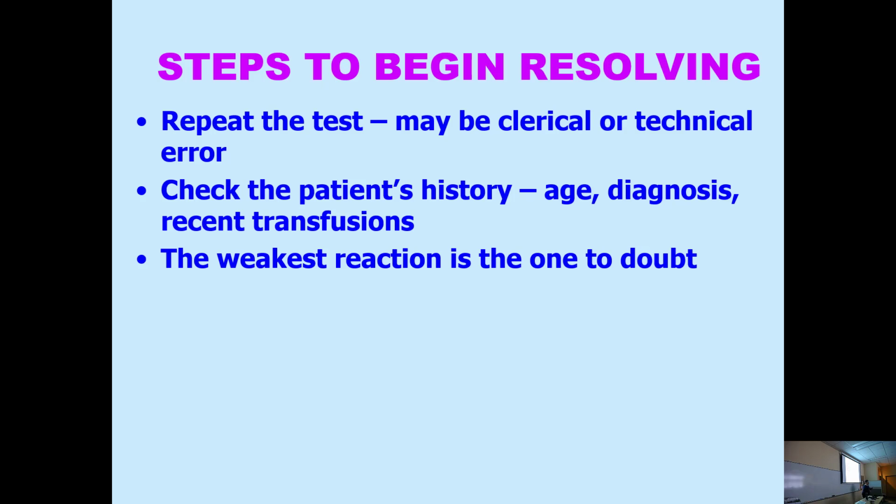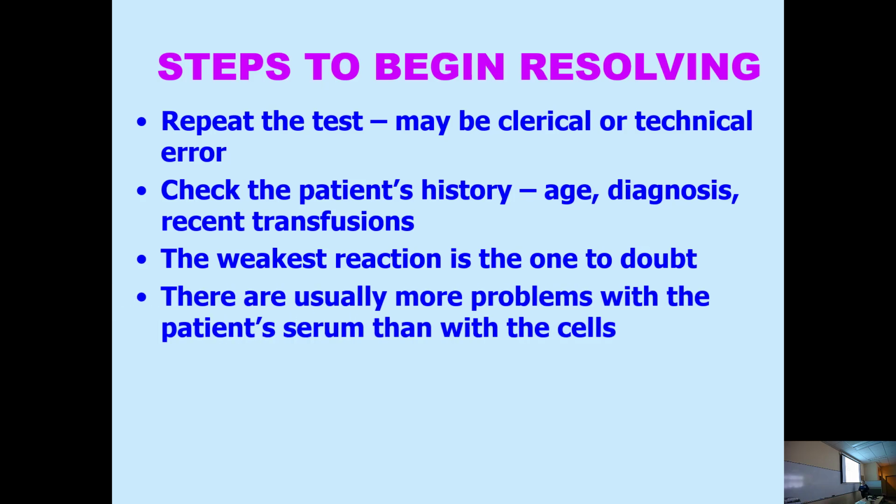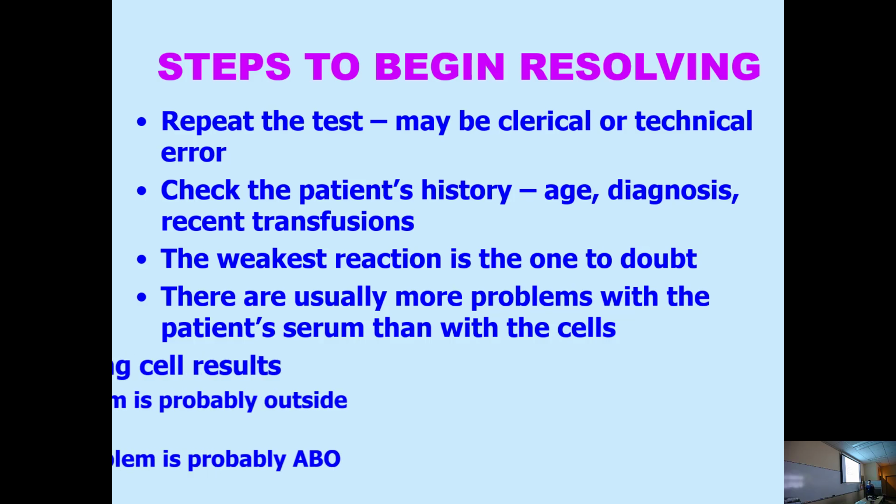When you're looking at these reactions, the weakest one is usually the one you're going to doubt. So find your weakest reaction, because you know that ABO typings are usually 3 and 4 pluses. Everybody should be getting 3 and 4 pluses on their forward and reverse typing most of the time. So if you only have a 1 or a 2, that's the one we're going to question. There are usually more problems with serum than with cells. So if you're wavering on where to start, start with the serum, because we tend to have a lot more problems with serum.